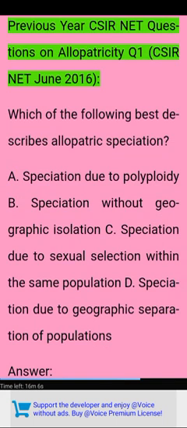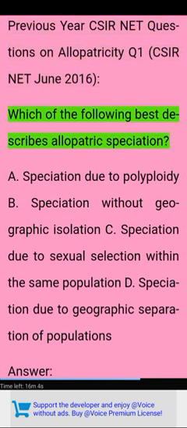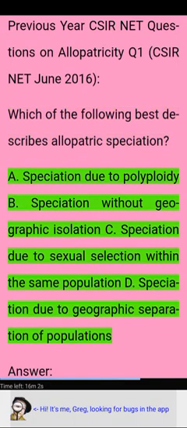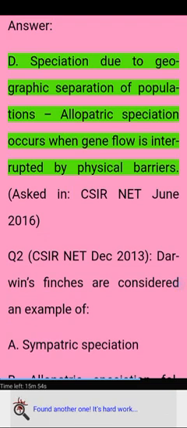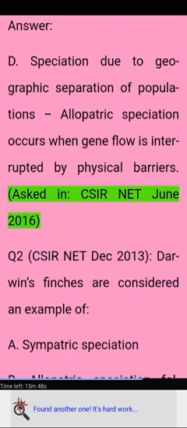Previous year CSIR-NET questions on allopatry. Q1, CSIR-NET June 2016. Which of the following best describes allopatric speciation? A. Speciation due to polyploidy. B. Speciation without geographic isolation. C. Speciation due to sexual selection within the same population. D. Speciation due to geographic separation of populations. Answer: D. Speciation due to geographic separation of populations. Allopatric speciation occurs when gene flow is interrupted by physical barriers. Asked in CSIR-NET June 2016.